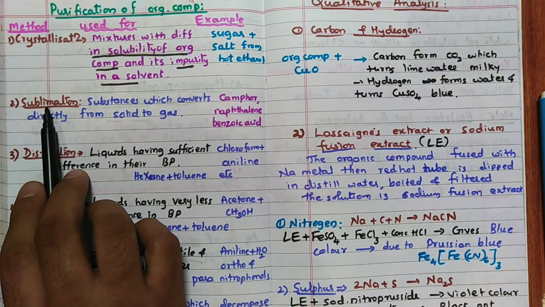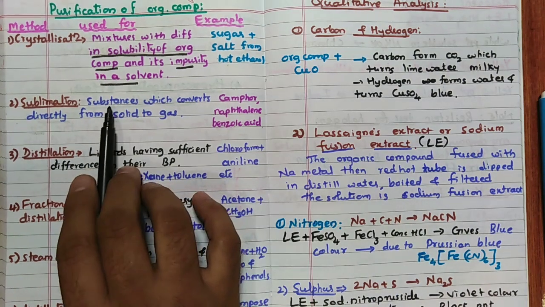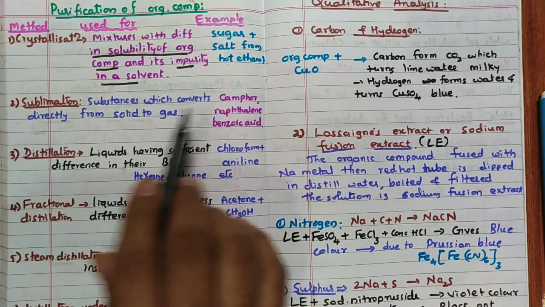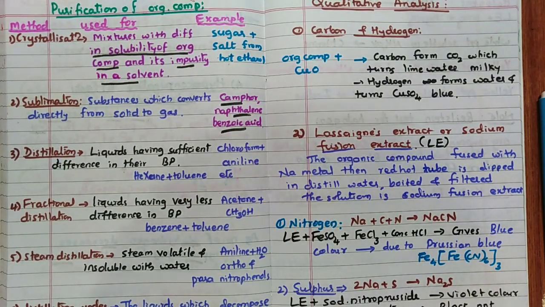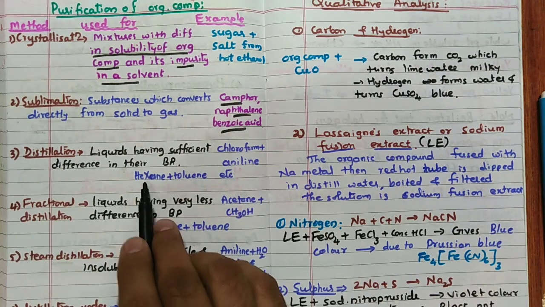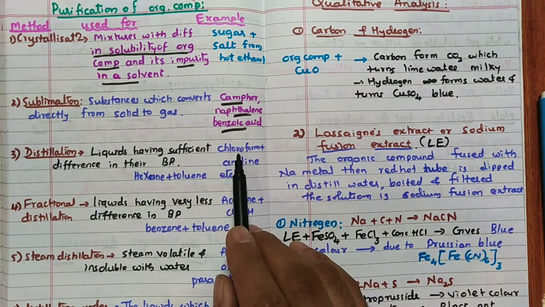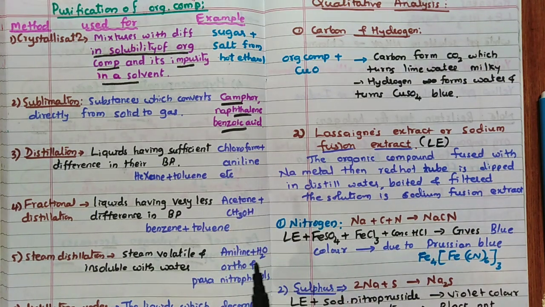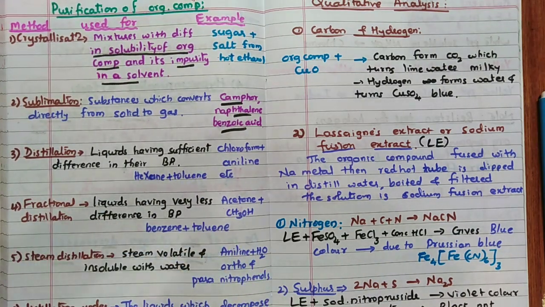Crystallization. Sublimation. Sublimation means the substance which will directly shift from solid to gas, remember, without undergoing the liquid state. Such substances which convert directly from solid to gas, you can use this particular method: camphor, we know, naphthalene balls, benzoic acid, etc. Distillation. Liquids having a sufficient difference in their boiling points, like chloroform and aniline, hexane and toluene, or acetone. By seeing the mixture you can easily tell. For example, one should be, remember, a volatile substance such as chloroform or ethyl alcohol, mixed with another which has a higher boiling point. Liquids having a sufficient difference in the boiling point.